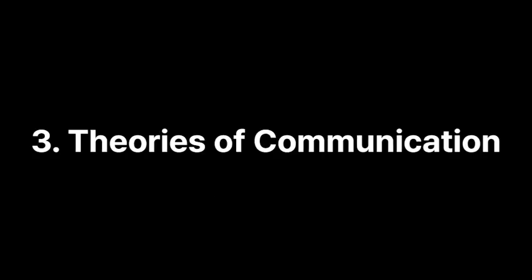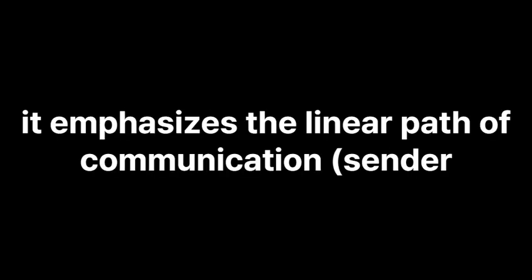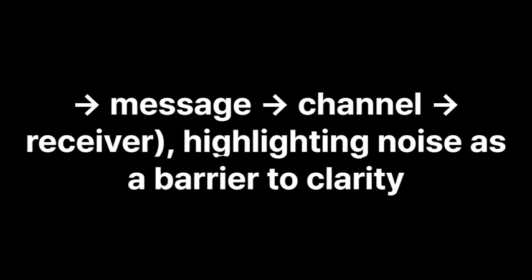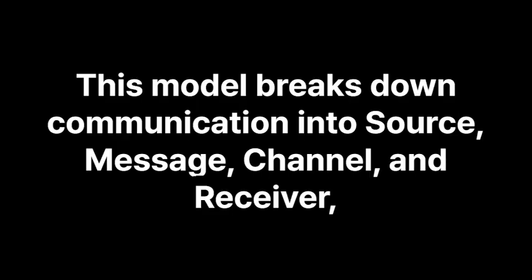3. Theories of communication. 3.1 Shannon-Weaver model, also known as the transmission model. It emphasizes the linear path of communication: sender, message, channel, receiver, highlighting noise as a barrier to clarity. 3.2 Berlo's SMCR model. This model breaks down communication into source, message, channel, and receiver, stressing the importance of encoding, decoding, and the communicator's skill and attitude.